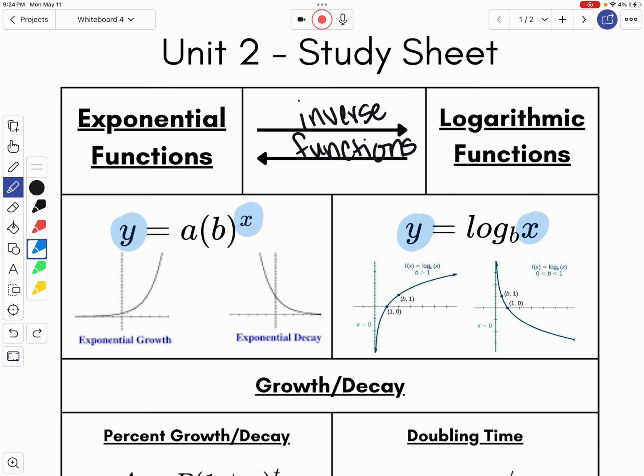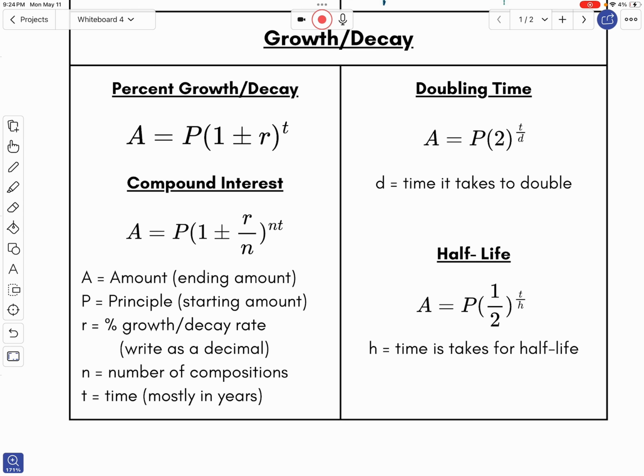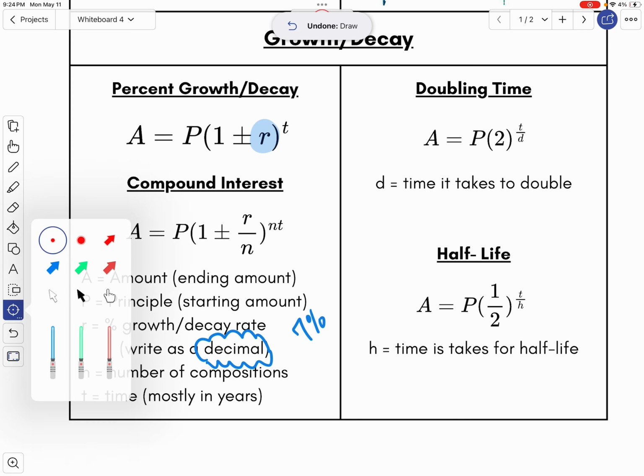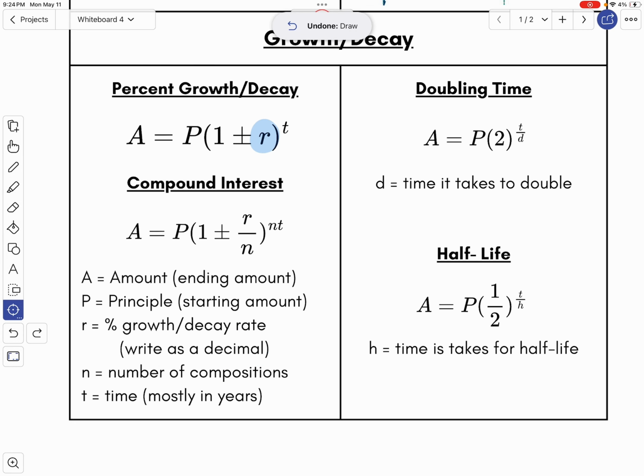What we focused on primarily was growth and decay when it came to rates, doubling, and half-life. Remember that rate is how quickly something is growing or dying, and we're usually presented it as a percentage, and we have to turn it into a decimal. That is very important. If you have a percent, say 7%, we move the decimal place over twice, filling in any holes. Also, Desmos will convert that for you.